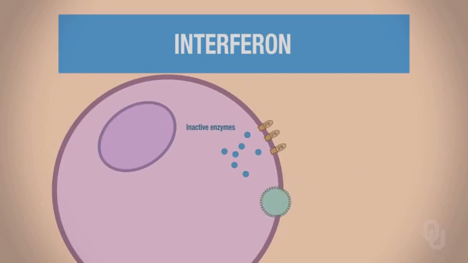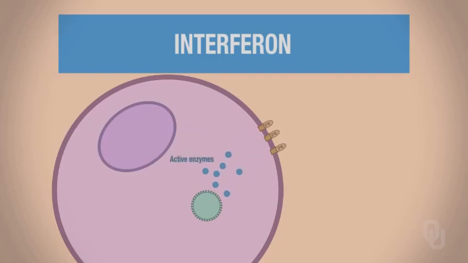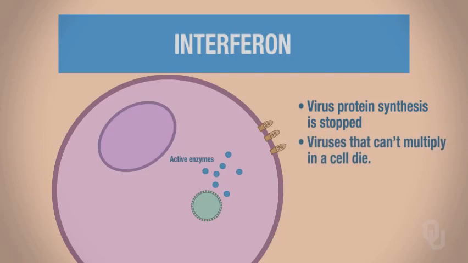It invades this cell. So those inactive enzymes are now active enzymes. We're going to stop protein synthesis of the virus. So if a virus cannot multiply inside of a cell, the virus is dead. Viruses rely on cells in order to make their own proteins. And they, again, take over the machinery of the cell. So if they can't do that, they have nothing to survive on. This is why we call it interferon. Interferon is interfering with the virus. It's interfering with its replication.